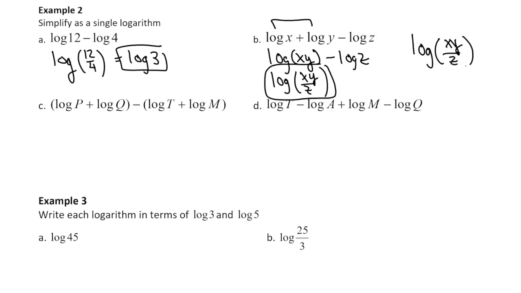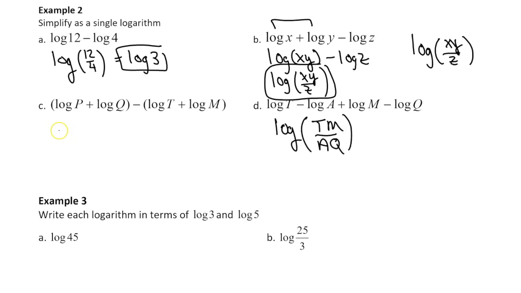Let's see how that could help us for some of these other ones. Let's actually do D next based off of that rule. So if you say something like this, yes, I could do all of these individually, or I could just say this is going to be log Tm over AQ. And that's because log A is being subtracted and log Q is being subtracted.